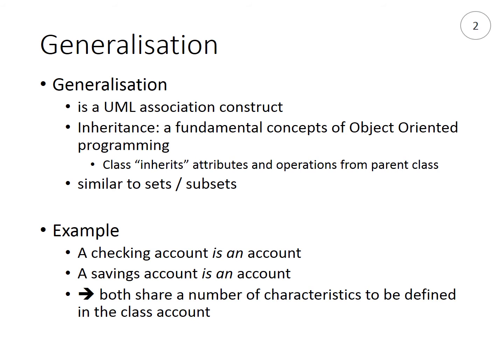So let's look at an example. You can see that a checking account in a bank is a kind of account, and also a savings account is a kind of account. So both concepts, the checking account and the savings account, share a number of characteristics that can be defined as common, and so these can be generalized into the concept of account. So we have the general concept of account and two more specific concepts of checking account and savings account that inherit the characteristics of the more general concept of account.